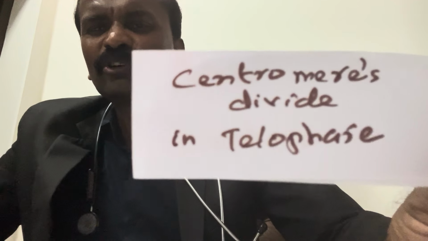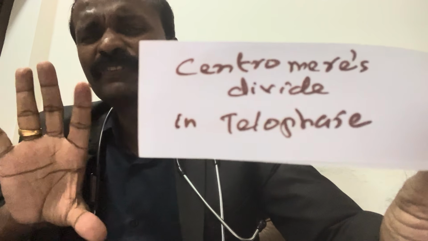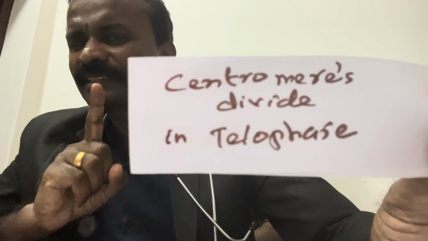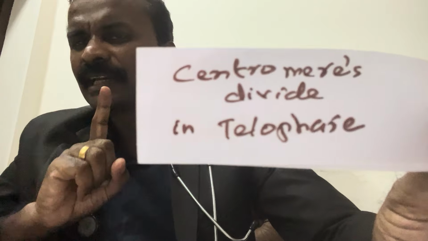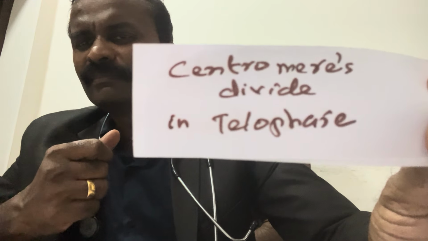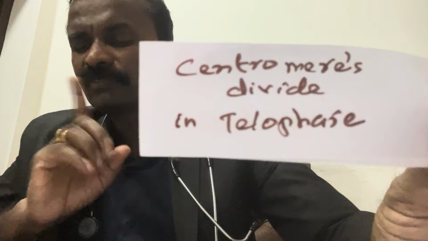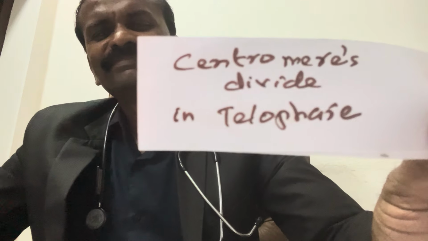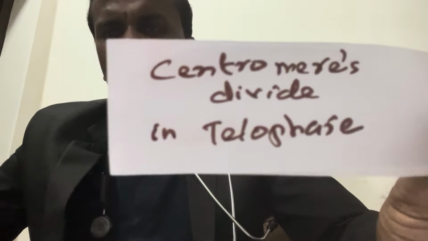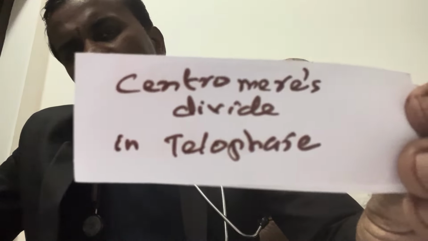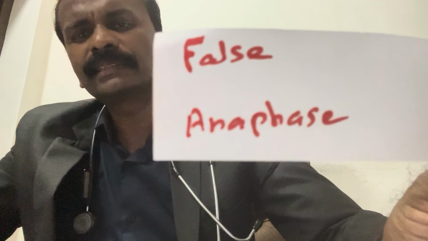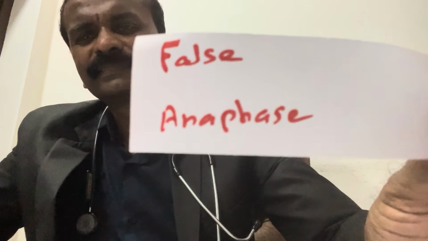Centromeres divide in telophase. There are only some 10 or 15 points. If you memorize this in the diagram and recall it for 5 days, you can answer one question for 100% sure. Okay, what is the question? Centromeres divide in telophase. True or false? Answer is anaphase. Okay, don't forget the question.